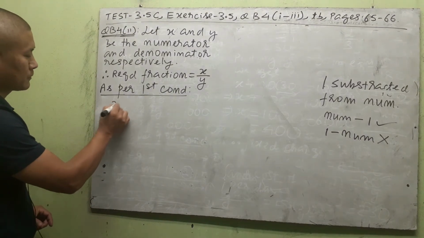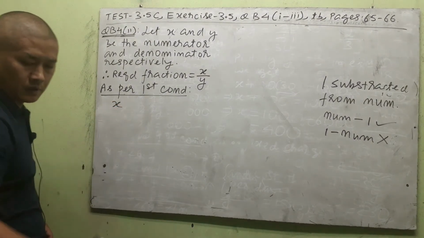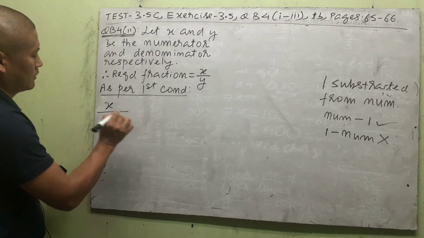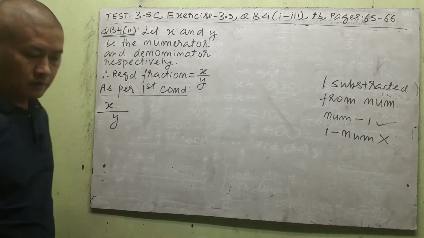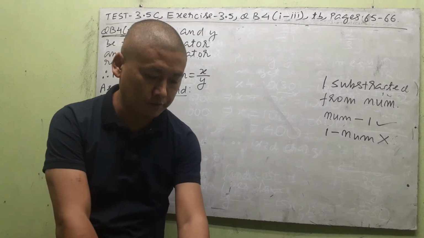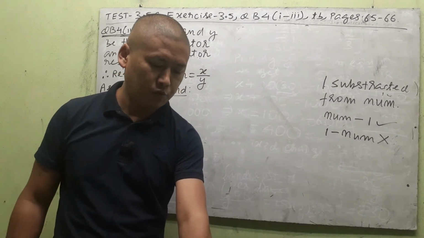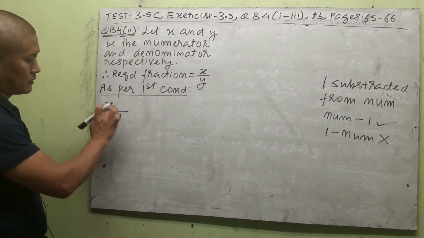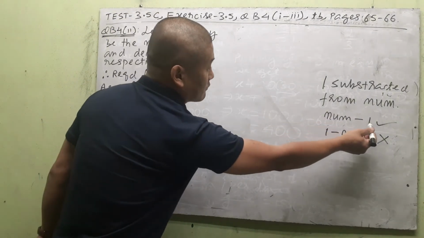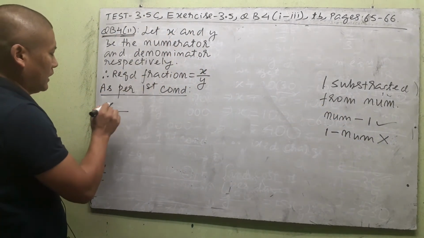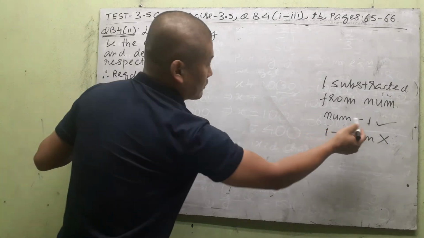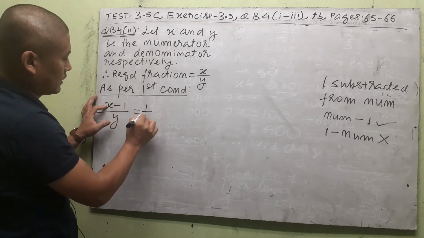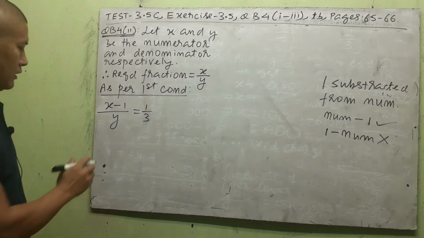So the fraction is x by y. As per the first condition, let's write here x by y, the original fraction. The question is saying a fraction becomes 1 by 3 when 1 is subtracted from the numerator. So 1 from the numerator means numerator minus 1. The numerator is x, so x minus 1. Then the fraction becomes 1 by 3. This is the first condition given in the question.